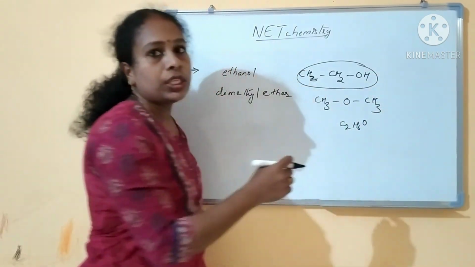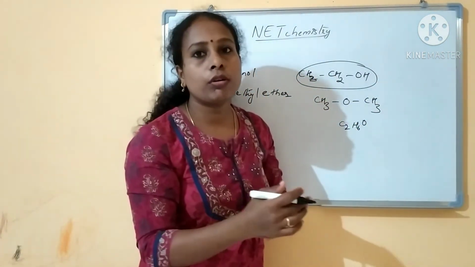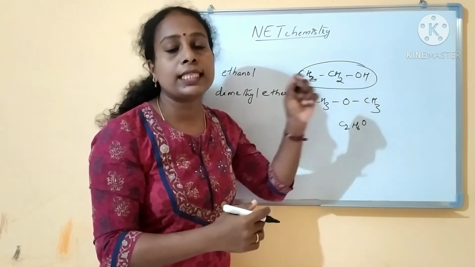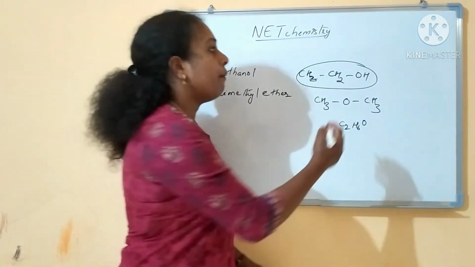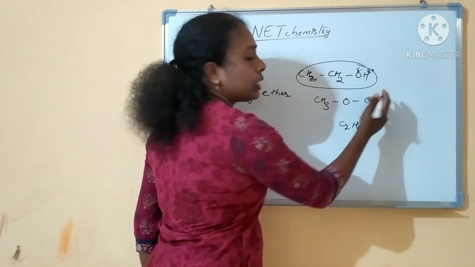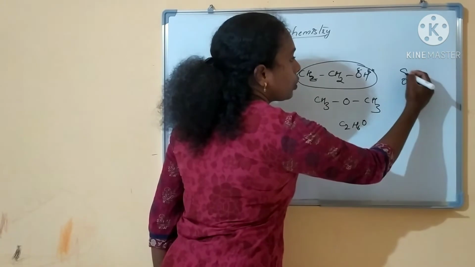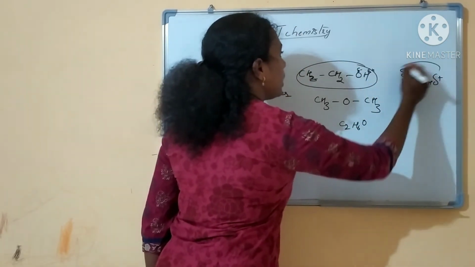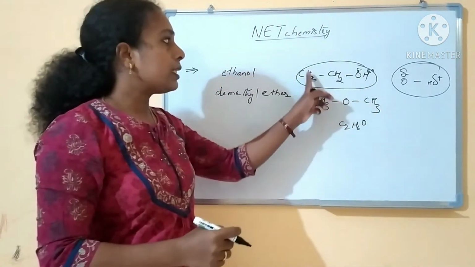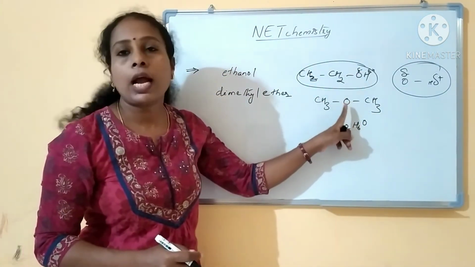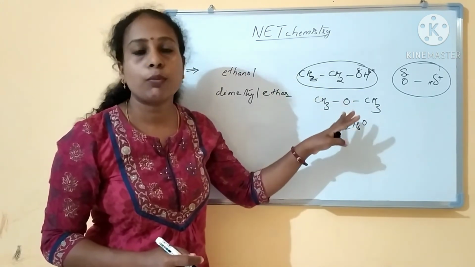See, surface tension depends upon intermolecular forces, right? If you see here, it is an OH group, and hydrogen bonding is there, a strong polar bond. Why is it a strong polar bond? Here delta minus and here a positive charge. Oxygen has a strong negative charge and hydrogen has a strong positive charge, right? This is the reason why this has a higher surface tension than dimethyl ether. There is no hydrogen bonding present, no polar bonds are present.